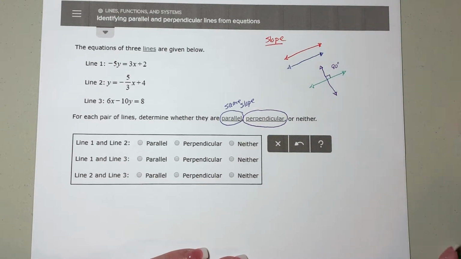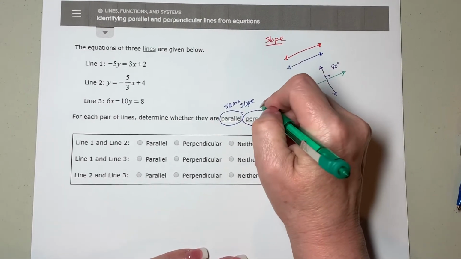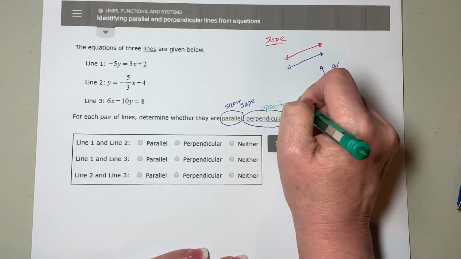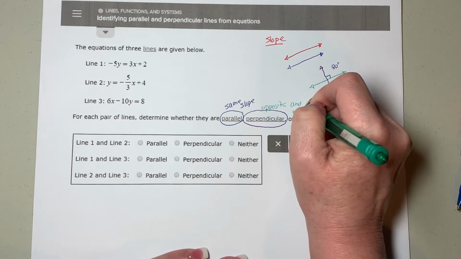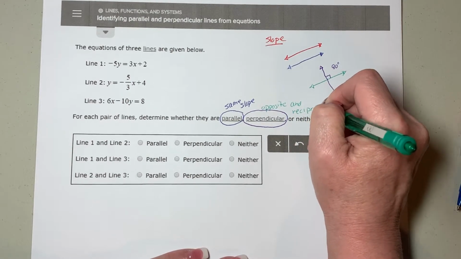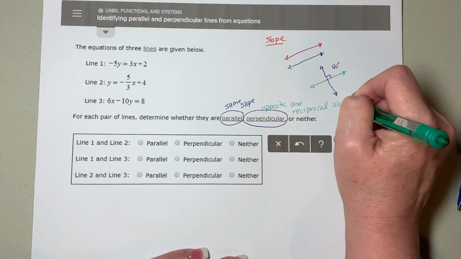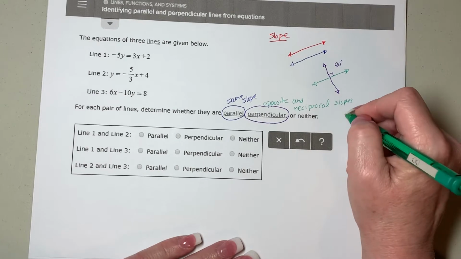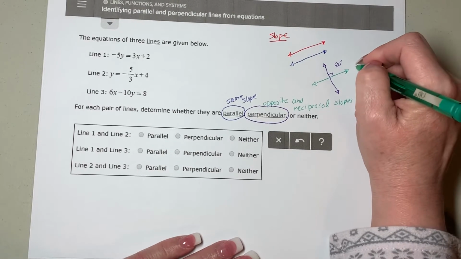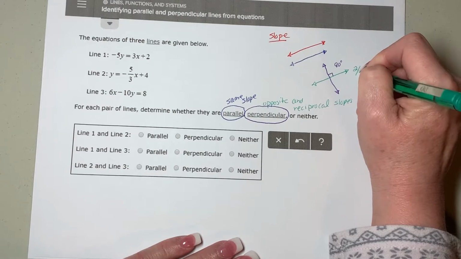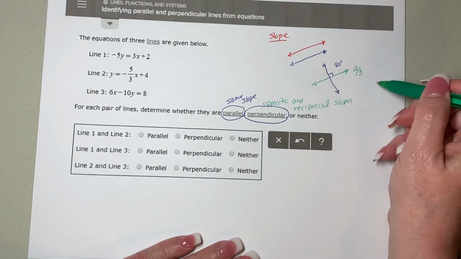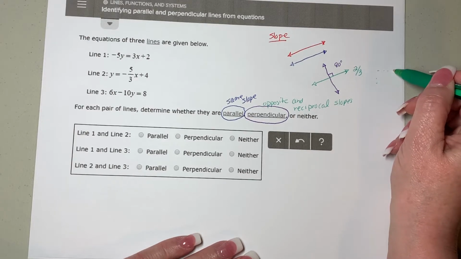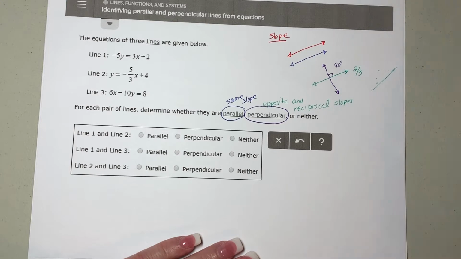Now, perpendicular lines, they have opposite and reciprocal slopes. And what I mean by that is, let's say one line, let's say the green line has a slope of 2/3, which means for every 2 units you go up, 1, 2, you have to go over 1, 2, 3, and you find another point in the line.